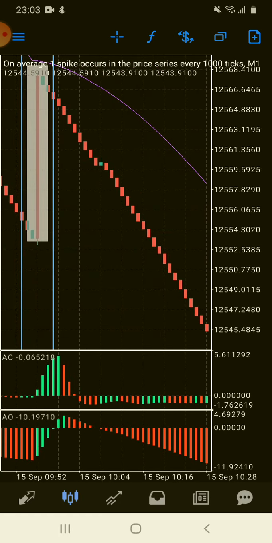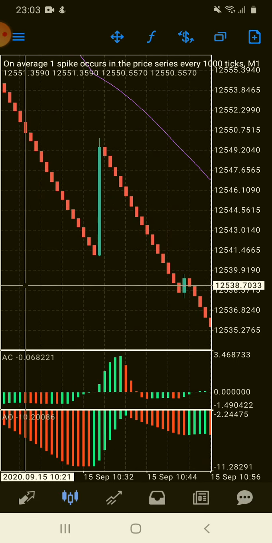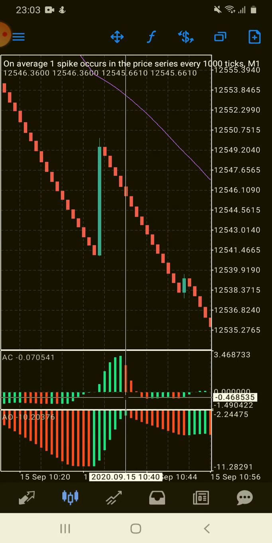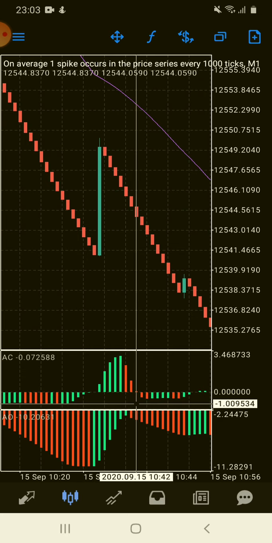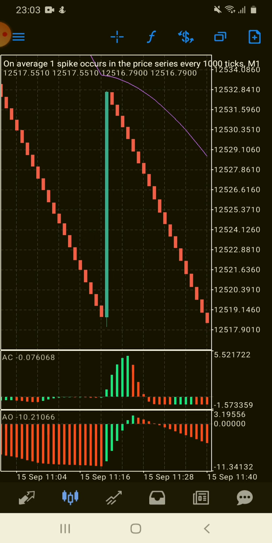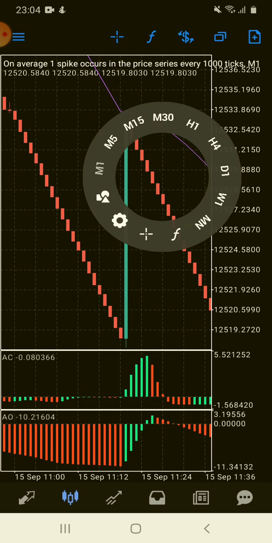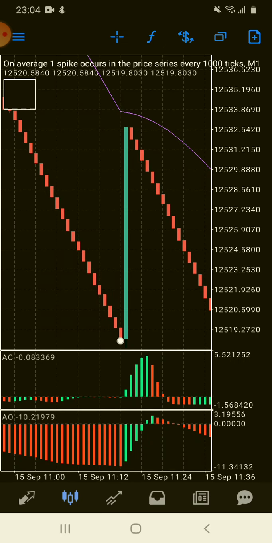Let's look for another example. You can see you get the setup right here, but you don't get the awesome oscillator coming above the 0 line, so you don't take the trade. There's another beautiful setup again. Let's get our rectangle out.